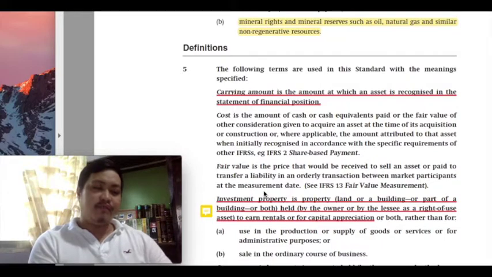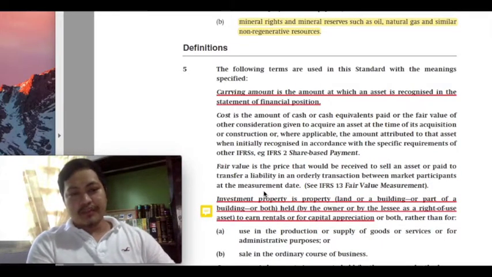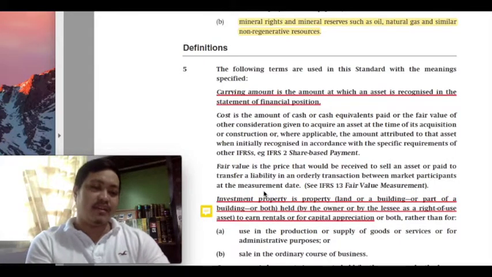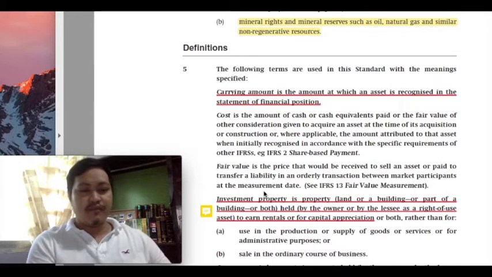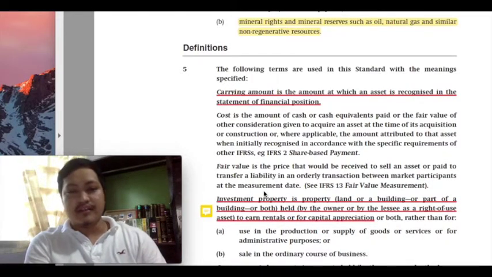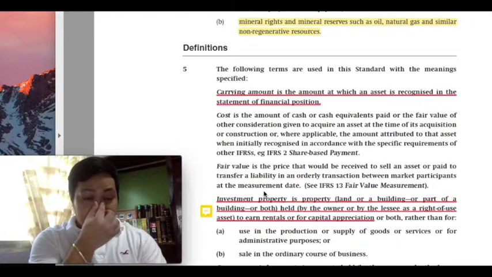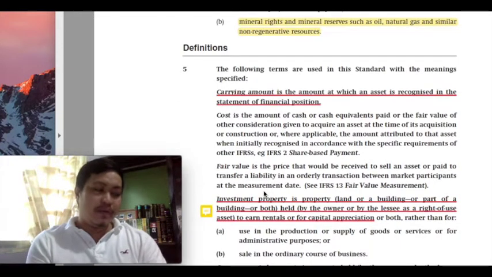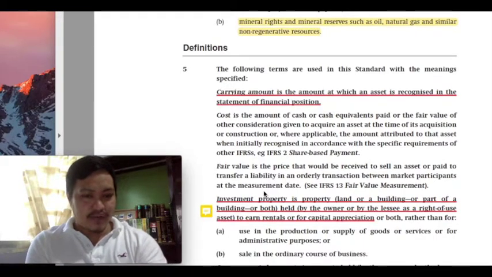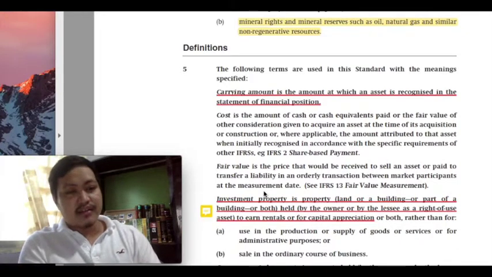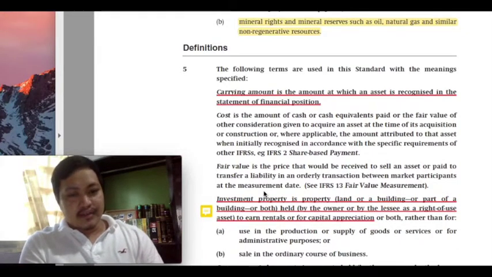Property that is held for purposes of investment, for purposes of earning investment income, an income that is passive, that does not require an active participation on our part. But an important area of emphasis here would be the seemingly overlapping definition provided in PAS 16. Because when you go back to PAS 16, the definition of property, plant, and equipment includes properties that are held for rentals to others.